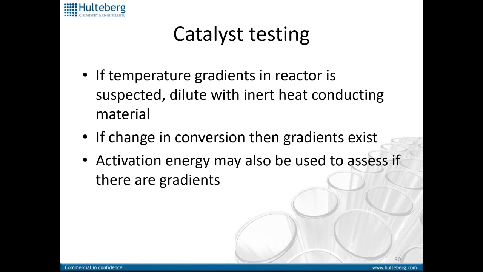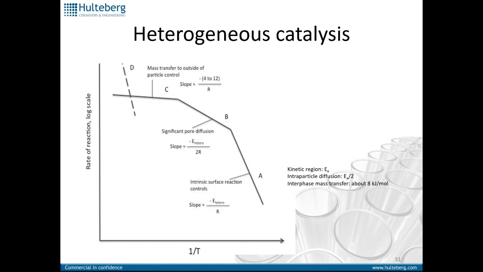Finally, if you are calculating an activation energy, you can actually use that to assess the gradients. And that is basically done by increasing the temperature. So you calculate your activation energy for this regime, and if it's the intrinsic surface reaction where the reaction on the surface is controlled, it's not influenced by any heat or mass transfer, you will get the actual chemical reaction, and the heterogeneous activation energy depends, or the slope depends on that.